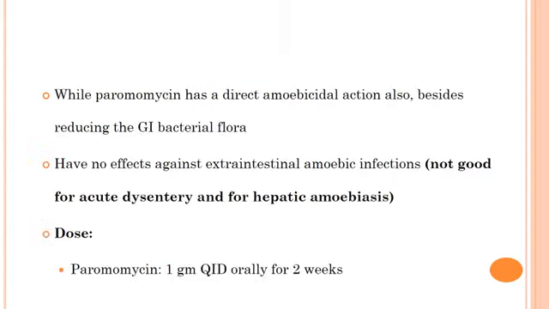while paromomycin has a direct amoebicidal action also besides reducing the GI bacterial flora. They have no effect against extraintestinal amoebic infection as they are not good for acute dysentery and for hepatic amoebiasis. Dose of paromomycin is 1 gram QID orally for 2 weeks.